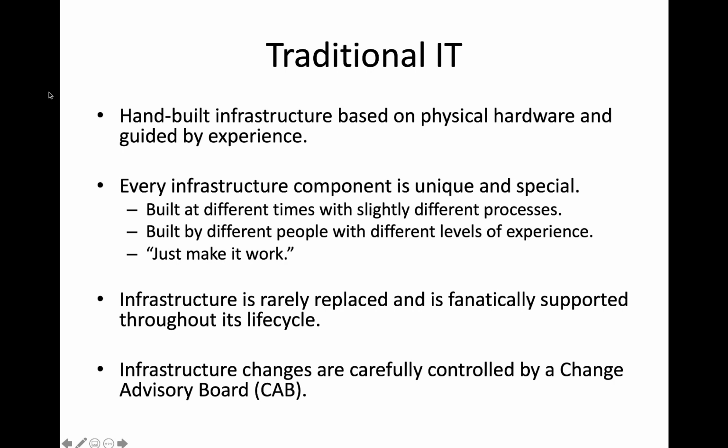The infrastructure that we built was rarely replaced. We would stick a server in the data center and configure it, and we would fanatically support that server throughout its life cycle, which could be 5 years. And if that server got sick, then we would nurse it back to health. As we were making changes within our organization, our changes were carefully controlled and structured by something like a change advisory board or a CAB.